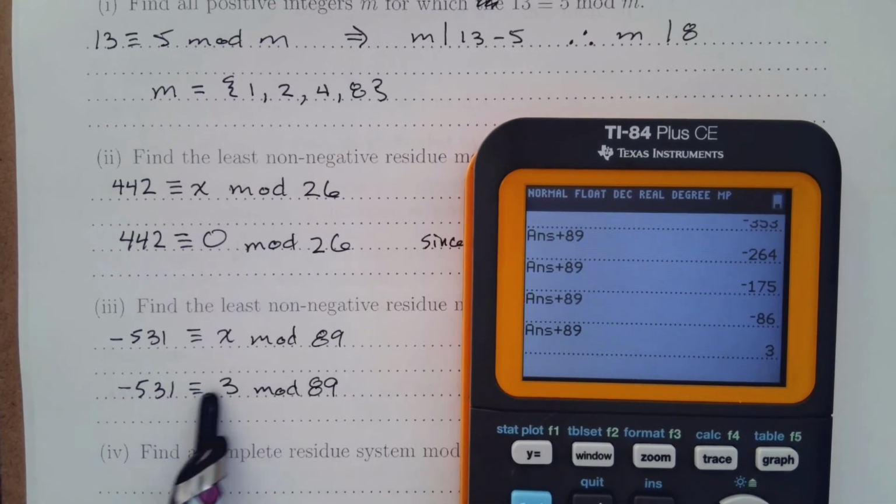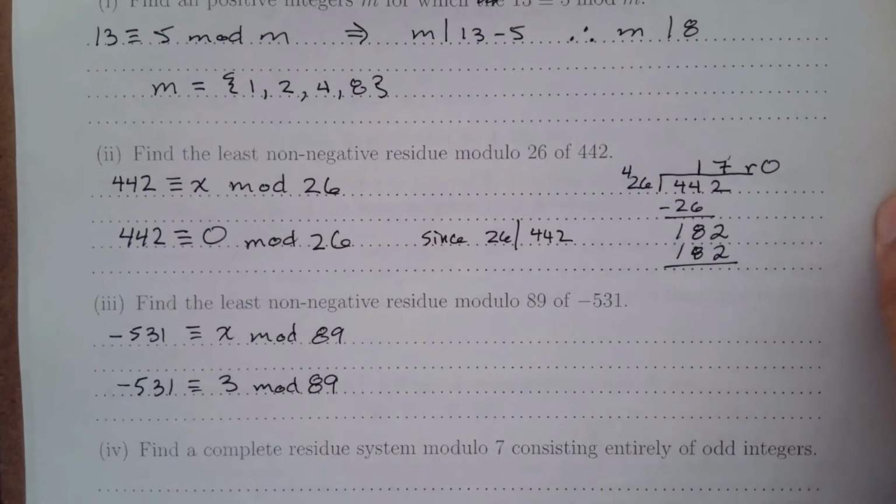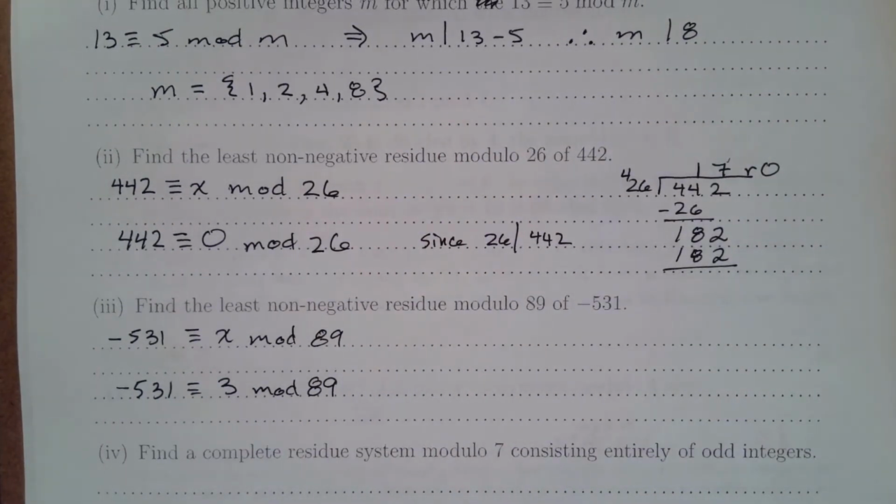So that's a way that you can think about these residues modulo a number. We're saying, let's take things in these groups, and how would it work?